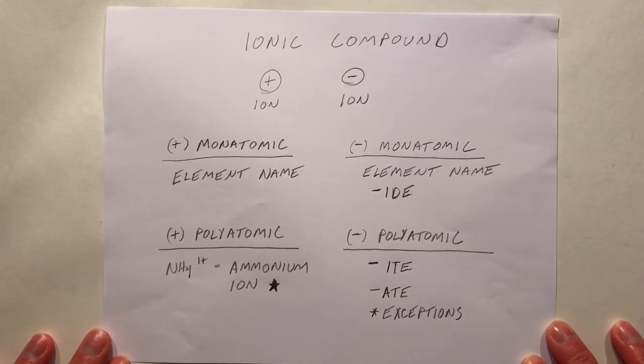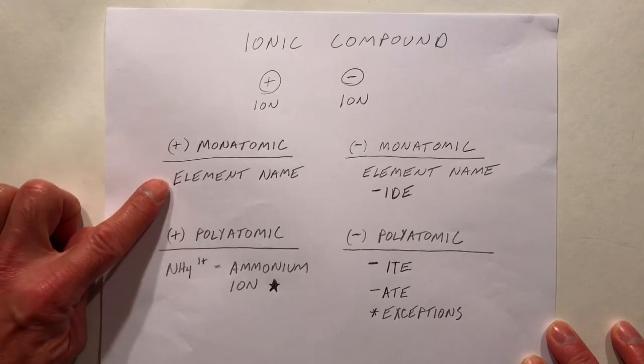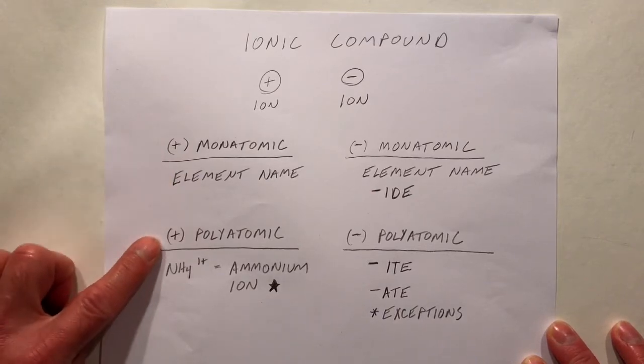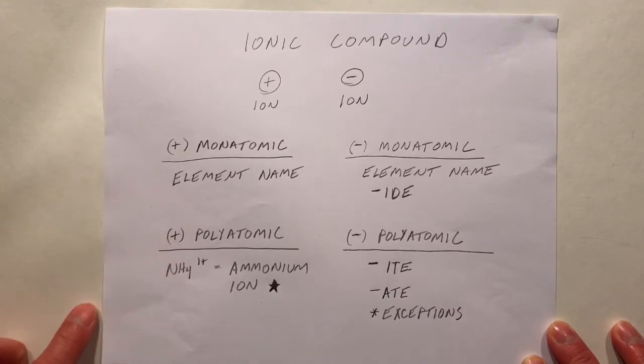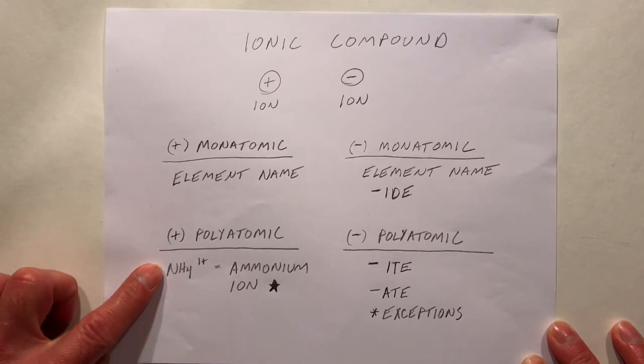Now remember that ions that are positive can be monatomic. And then we name monatomic positive ions with the element name. So for example, Mg2+ is magnesium ion. Positive ions can also be polyatomic. And the one polyatomic ion that we should look out for is the ammonium ion.